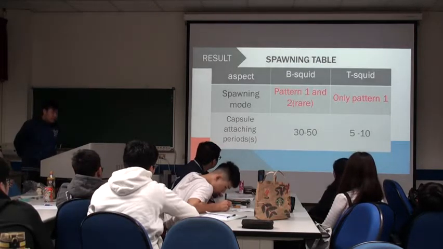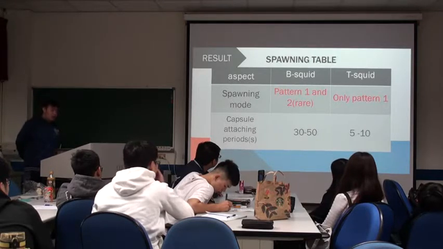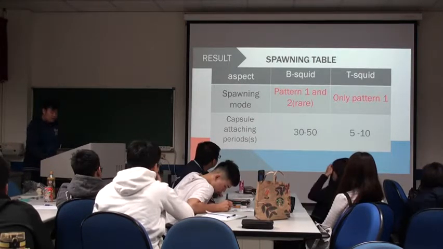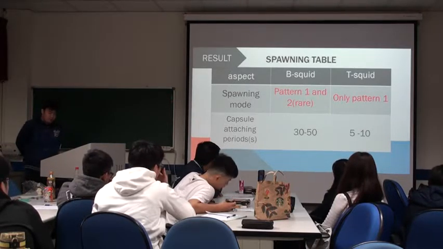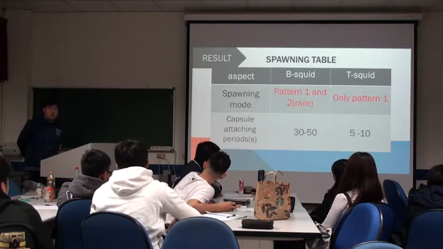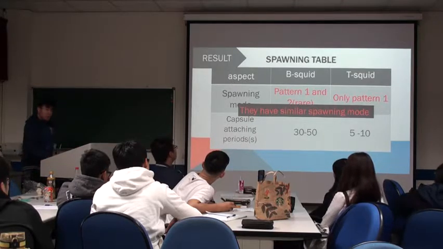And you can see that in the spawning mode, B squid only occur in pattern 1 and pattern 2, but pattern 2 is rare. And T squid only happen in pattern 1. Their capsule attaching period for B squid is from 30 to 50 seconds, and for T squid is from 5 to 10 seconds. So the conclusion is that they have a similar spawning mode.